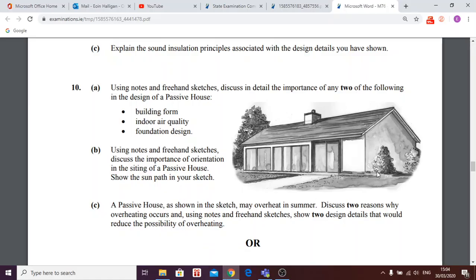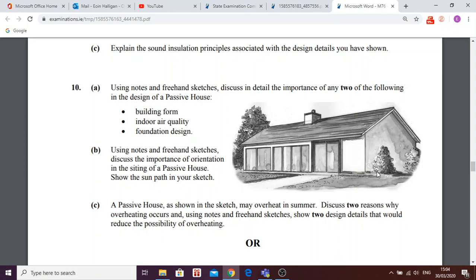Alright lads, today we're looking at more passive house and passive design questions. So we're looking at question 10 here. It's always the passive house question. Using the notes and freehand sketches, discuss in detail the importance of any two of the following in the design of a passive house.